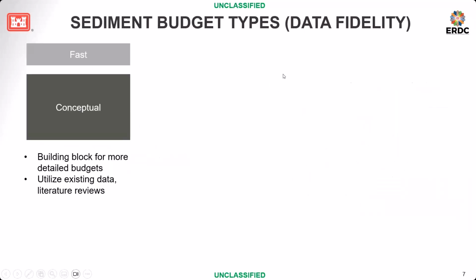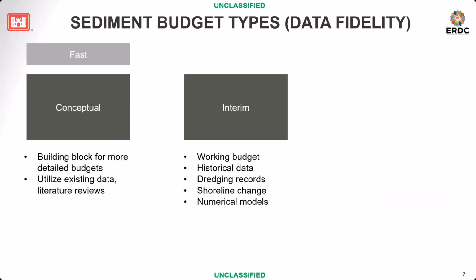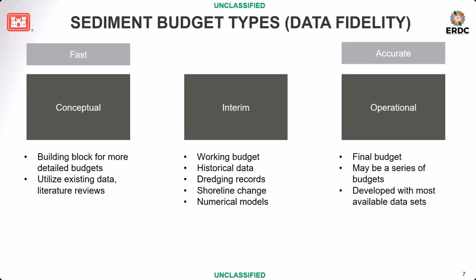Sorry, got knocked out. So as I said, we have different types of budgets depending on both our spatial extent as well as the quality of the data. I laid out these three right here, starting with our conceptual, which we'll give a few examples of later in this presentation. This should be your fast sediment budgets.